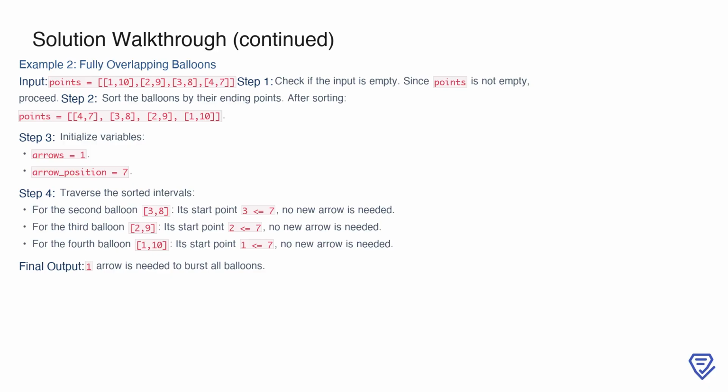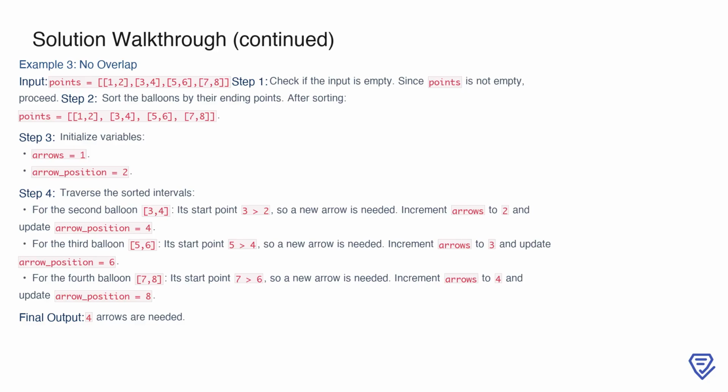As we traverse the sorted intervals, we see that the start point of every subsequent balloon is less than or equal to 7. Specifically, for the second balloon, [3,8], its start point is 3, for the third balloon, [2,9], it's 2, and for the fourth balloon, [1,10], it's 1. Since all these start points are less than or equal to the current arrow position of 7, no additional arrows are needed. The single arrow at position 7 bursts all the balloons. The output is therefore 1 arrow, which is the minimum required in this scenario.